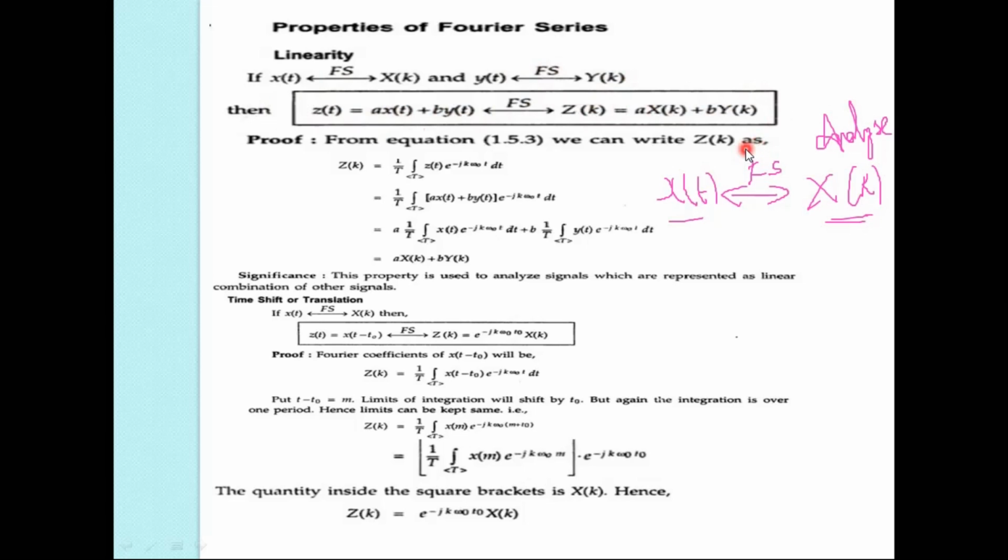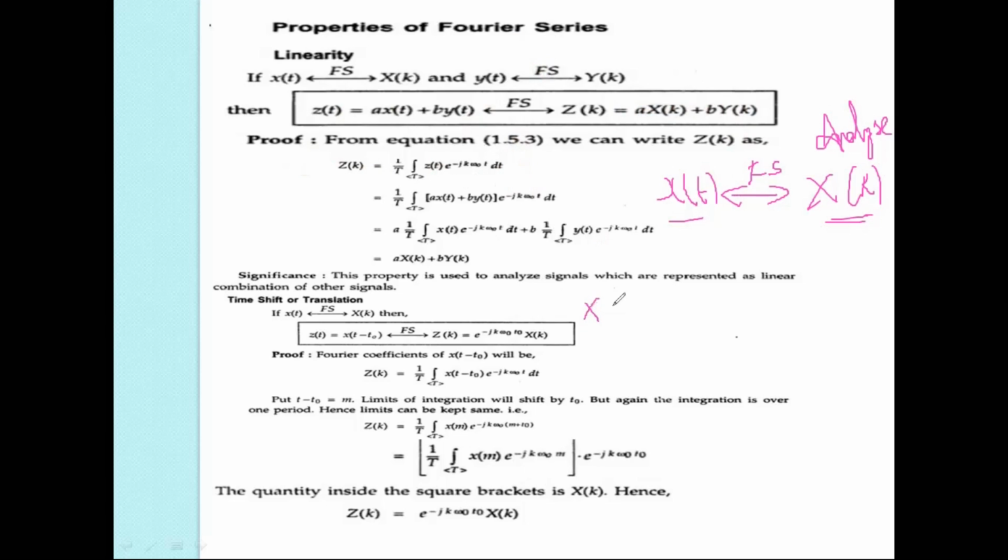So I have to prove that by taking z of t as the combination of the two signals with the constants a and b. Applying the Fourier series for z of t to get Z of k, and that is equal to X of k and Y of k with the multiplication factors of the constants a and b. First I am taking X of k, what is X of k? It is an analysis equation.